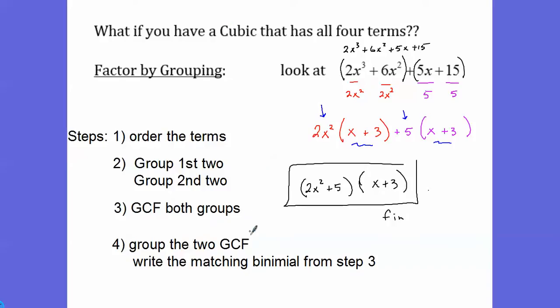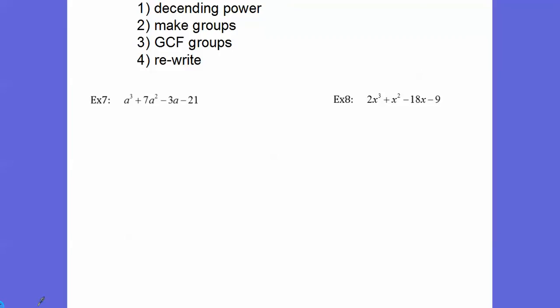And that's pretty much the process, and we'll just do that again and again. I do remind you always that we should look for GCFs whenever we are able to in all of these processes. All right? Here's a brief set of steps. Descending power, make groups, GCF the groups, rewrite. All right? So, I'm looking for a GCF. I do not see one.